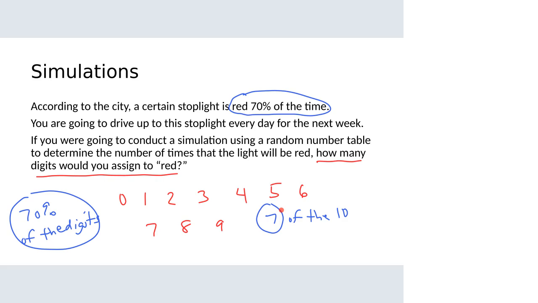Don't overthink a question like this. It's exactly what it sounds like. It's red 70% of the time, so I want red to be 70% of the digits, or 7 of them. Just don't overthink an assigning digits question.